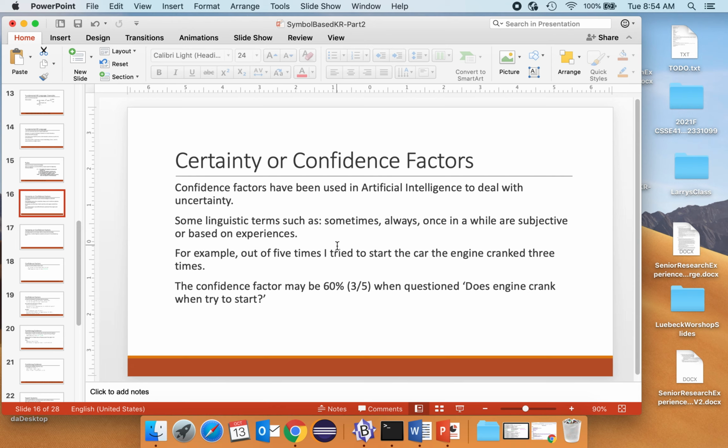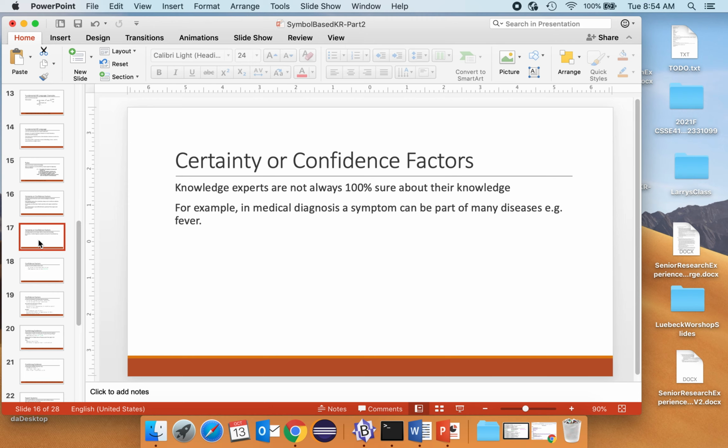For example, if out of 5 times I tried to start the car, the engine cranked 3 times, then perhaps we have a confidence factor of 60% when asked, does the engine crank when I try to start it? So again, with expertise, we're not always 100% sure. It seems like the more you know, the less you know. The more we probe something, the more we realize that maybe it is not entirely black and white.